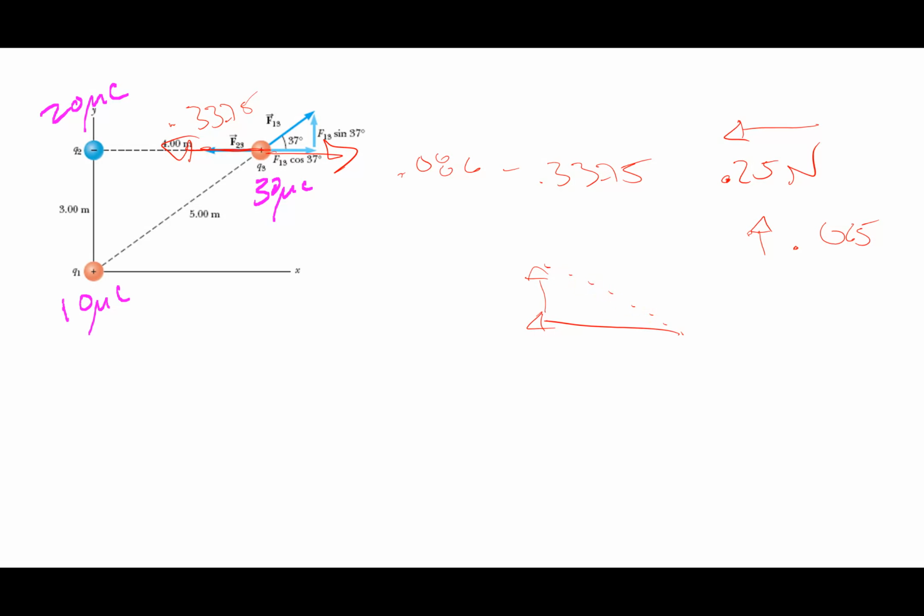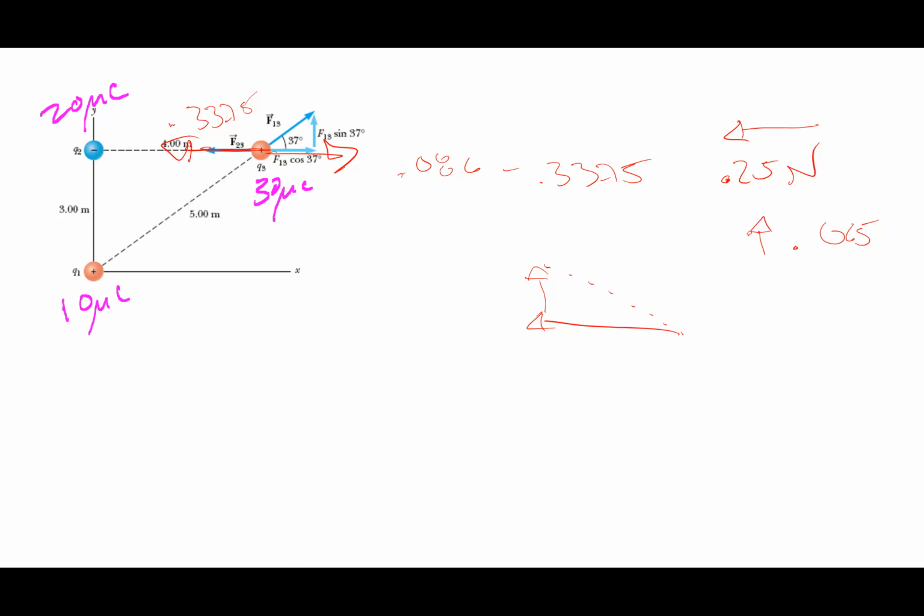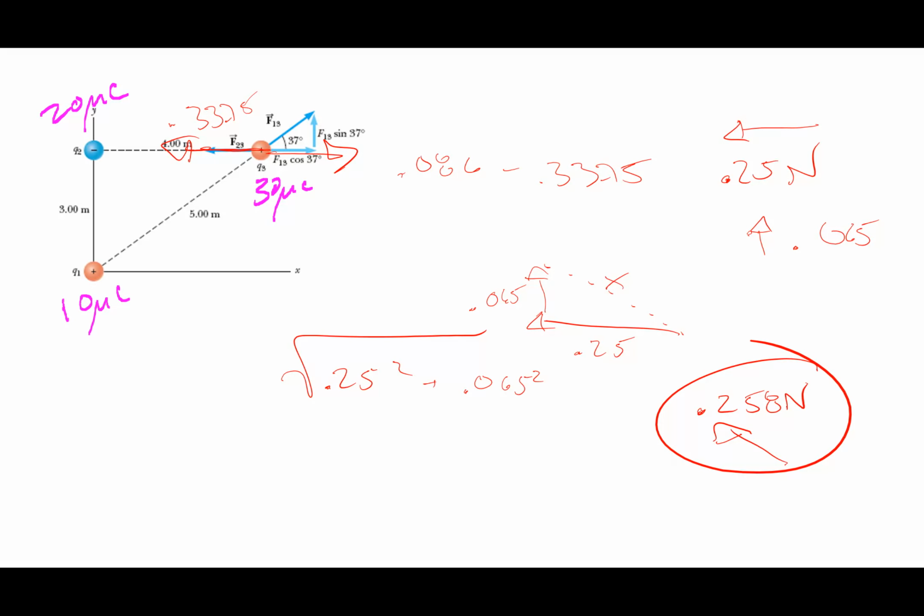So I'm going to find my net force by Pythagoreaning them together. So 0.25 squared plus 0.065 squared, all under the radical, to find this guy right here. And I should get 0.258 newtons going in this general direction. And that is Coulomb's law with vector addition.